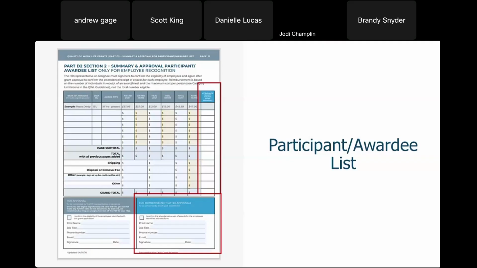The next document is only needed if you've hosted an employee recognition event. You'll need to include Part D2, the participant or awardee list, with the attendee receipt column filled out to be reimbursed with grant funds. The project coordinator also needs to fill out and sign the reimbursement box on the lower right corner in Part D2 of the guidelines and application.